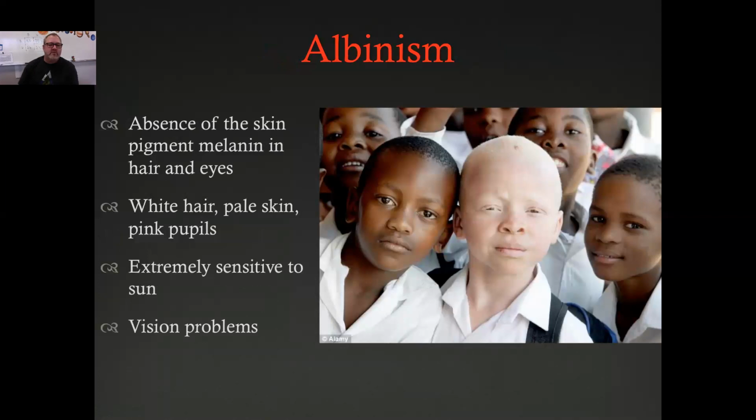Albinism happens when there's an absence of pigment, or what we call melanin, in the skin. Those individuals have white hair, pale skin, and pupils, and they obviously are very sensitive to the sun and typically suffer from vision problems.